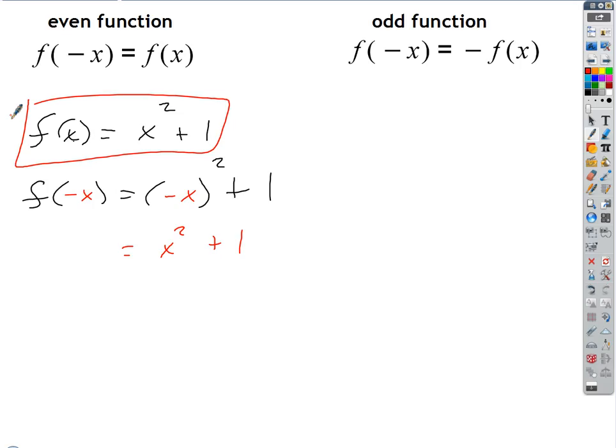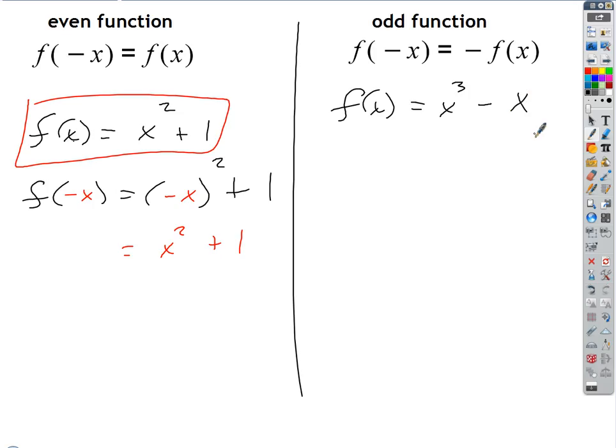Okay? Let's try something that's going to turn out to be odd. See if you can tell me why, here in a second. See if you can see there's a shortcut to this, where we can even skip all the work and just say, aha, I know that one's even, I know that one's going to be odd. How about this one? Let's say f of x is x cubed minus x. So let's evaluate this at negative x.